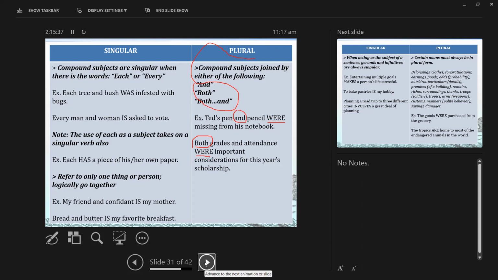Parang di kayo sure. Example nga. Okay, I'm gonna write. You can write your examples while I'm writing my examples as well. You can use and, both, and and. So, bali dalawang sentence examples ang gagamitin nyo. Yung isa is each or every, singular verb, and then yung isang example sentence naman, gamitan nyo ng and, compound subjects joined with and, both and, tas plural form yung verb. Okay?